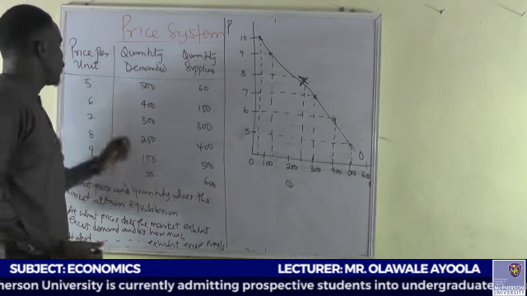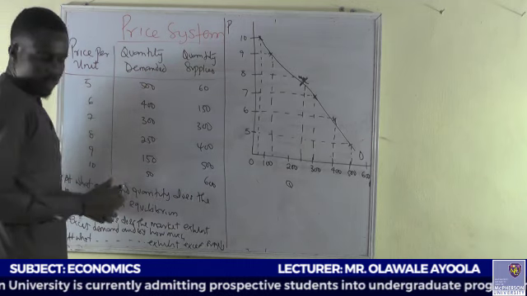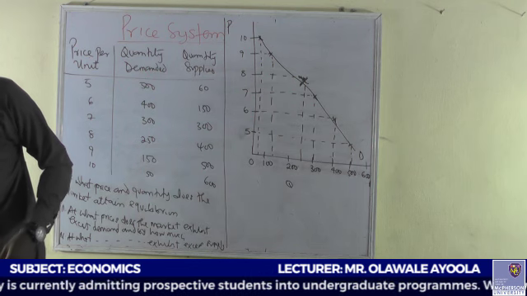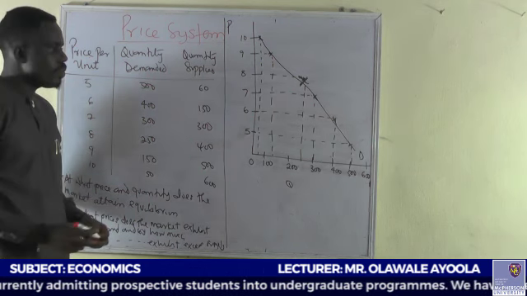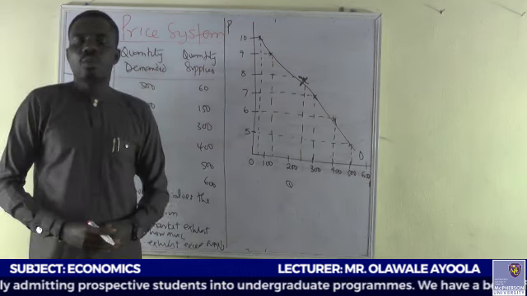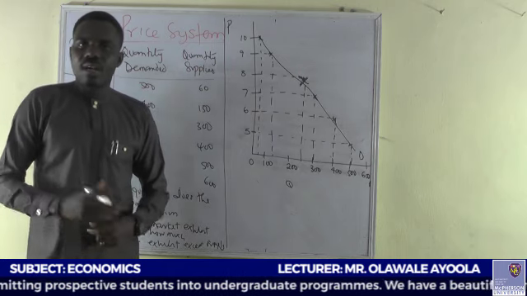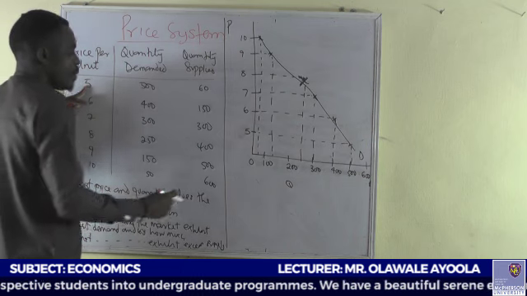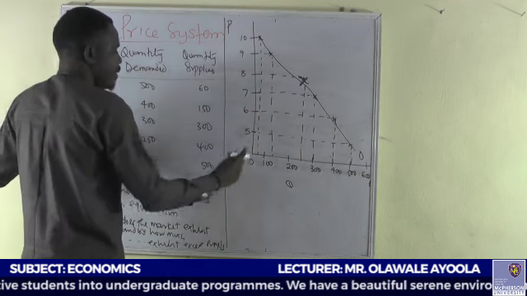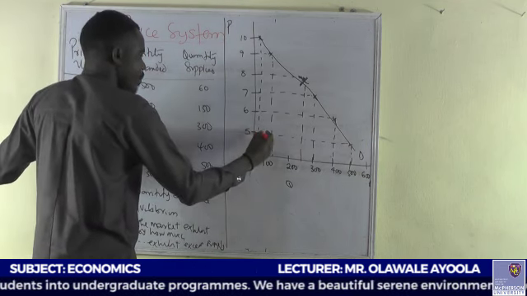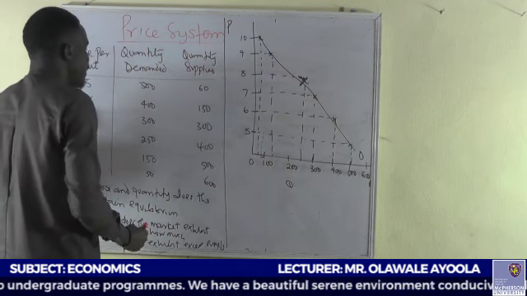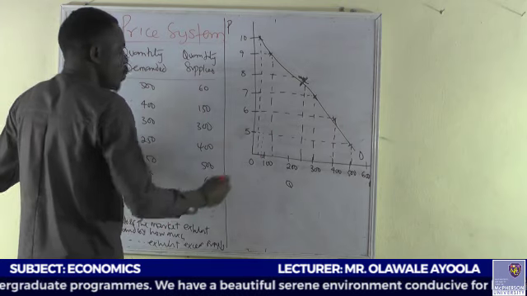For the supply curve, when price is 5, let me use red. Also, we look at the relationship between price and quantity supplied. From the table, when price is 5, quantity supplied is 60. When price is 6, quantity supplied is 150.